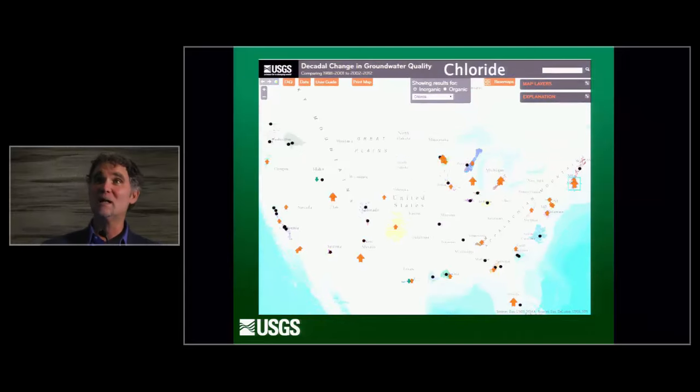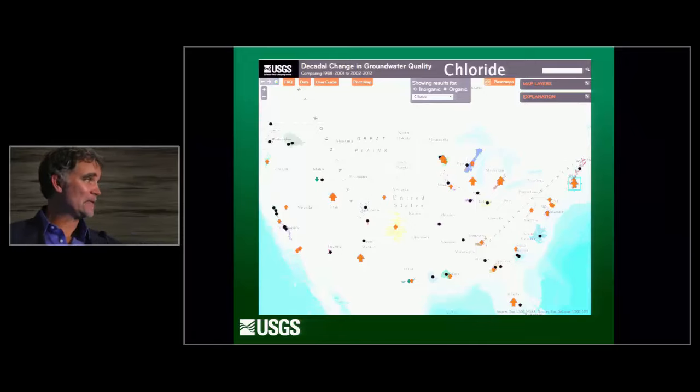Chloride and dissolved solids, my next two slides, these are equally bad in agricultural areas, urban areas, and domestic wells. And particularly if you look at the Northeast and the upper Midwest, those urban areas especially, there's a lot of road salt application and things like that.